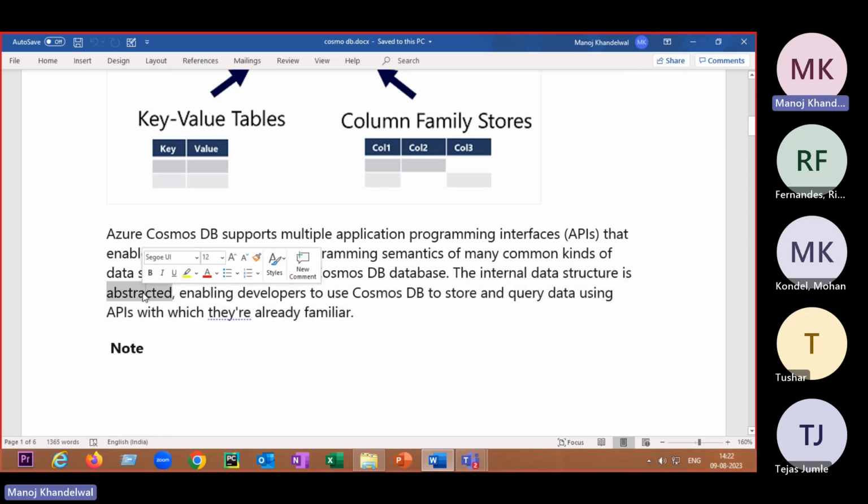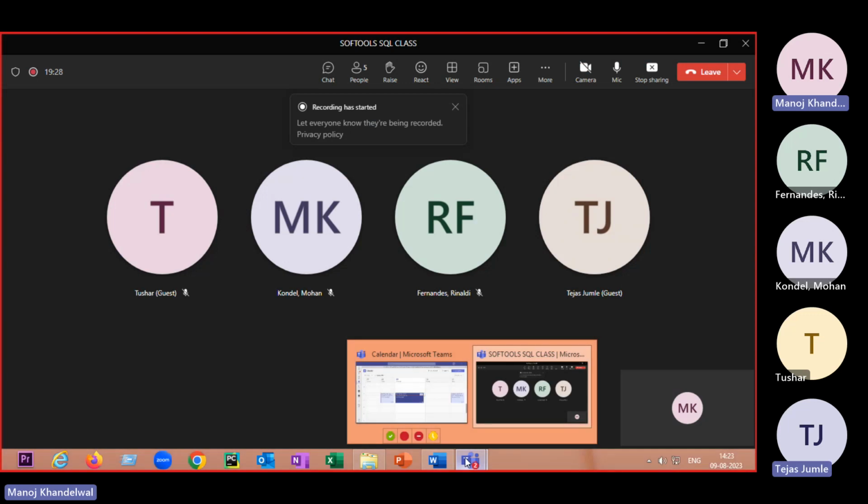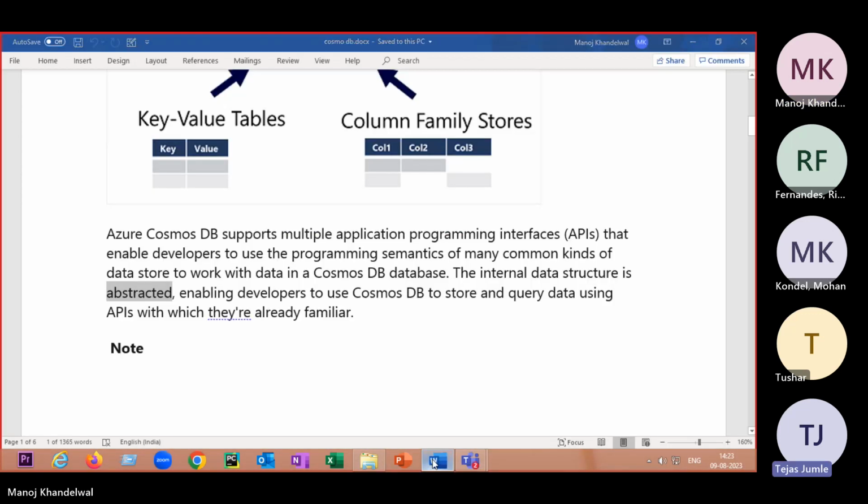So the word abstraction is very important in technology. What do you mean by abstraction? Anybody who can tell me what abstraction actually is? Yes, Tejas, can you tell me what is the meaning of the word abstraction in technology? No, sir, I don't. No clue. Anyone?